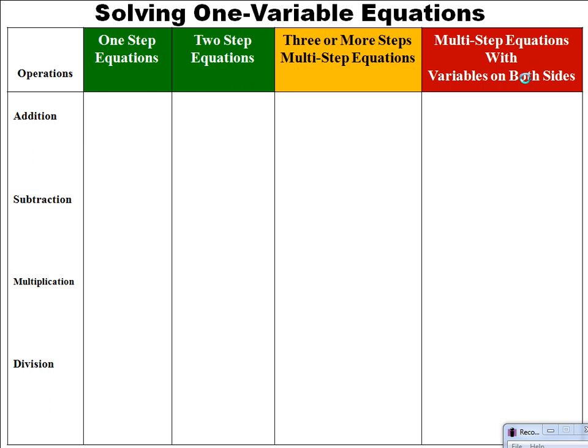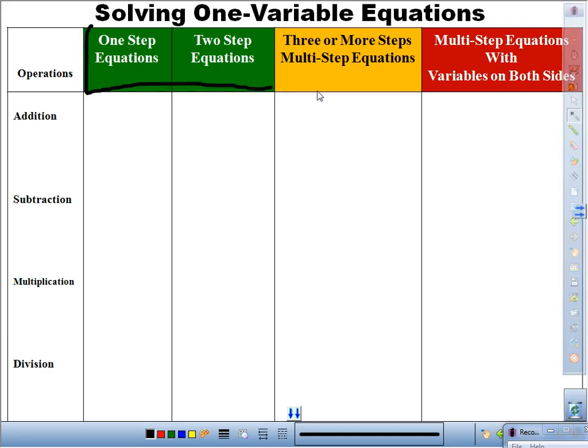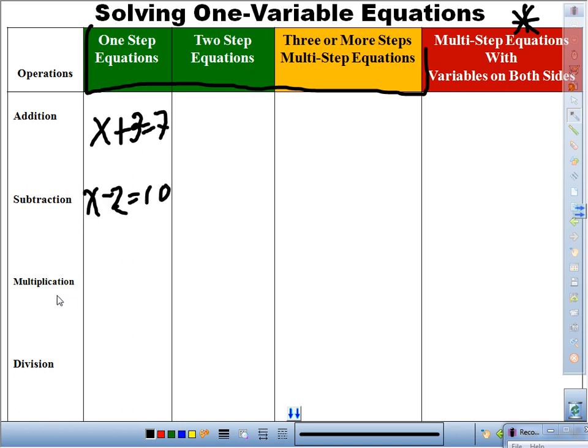All right, so lastly, where are we going? Check this out. Today we're going to cover up to right here. Tomorrow we'll cover some more multi-step equations. What does a one-step equation look like? X plus 3 equals 7. X minus 2 equals 10. Multiplication, 2x equals 20. Division, x divided by 7 equals 30.